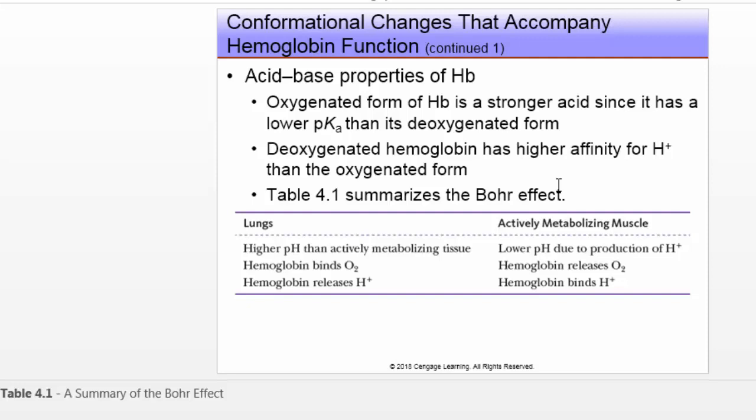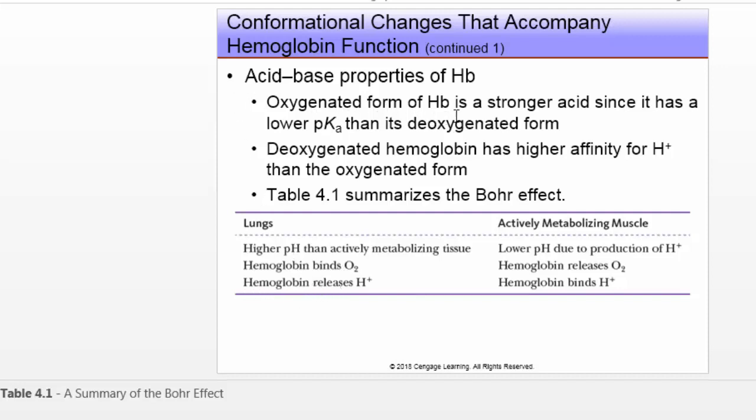You should understand this. Now, what happens in the actively metabolizing muscle, which releases H plus? So H plus increases and pH is lower. Hemoglobin affinity for oxygen is decreased and it releases oxygen, and hemoglobin binds H plus. What happens in the lungs, where we have low H plus, higher pH, and plenty of oxygen? So hemoglobin binds oxygen and hemoglobin releases H plus.